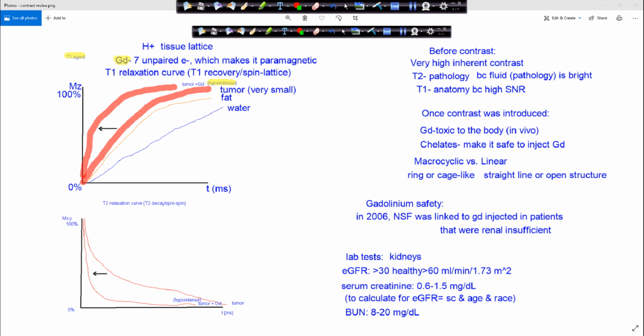The gadolinium chelates that we use can either be macrocyclic or linear. Linear being a more open structure, almost like a straight line, compared to macrocyclic, which is cage-like and surrounds that gadolinium ion. So which one's more stable? Macrocyclic. It usually has less dissociation inside the body because those bonds are a lot stronger and it's harder for that gadolinium to be released inside the tissue.